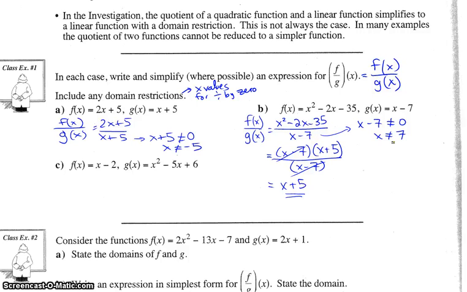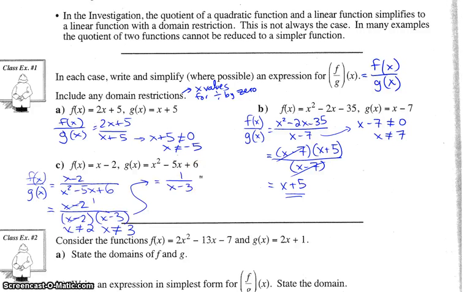Okay, let's try C. Again, pause the video and we'll see if we have the same answer. Okay, this one was a little bit trickier. Not with the factoring part. So we have f of x, x minus 2, over g of x, x squared minus 5x plus 6. We factor the denominator. Again, we have the same factors in the numerator, x minus 2 and then x minus 3. Okay, now before you cancel off, you need to look at what your domain restrictions are.